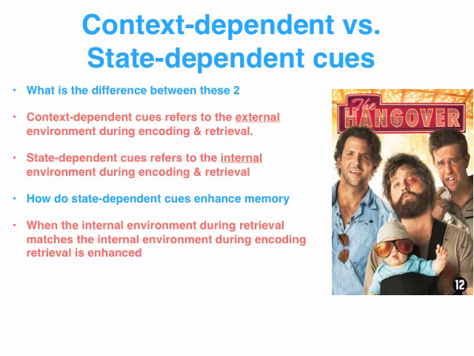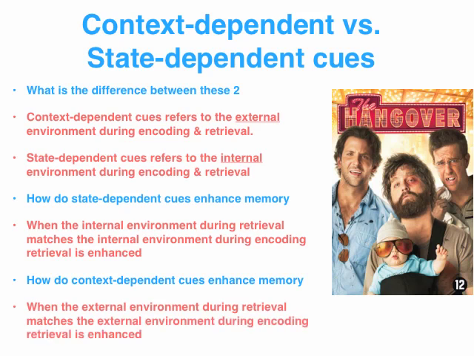So the internal environment, well, that could be your physiological state, so being drunk during encoding, you're going to get a higher recall when you're drunk during retrieval or a drug-induced state, or something psychological like your mood, anxiety, sad, etc. Likewise, context-dependent cues, when we get a match between the external environment you're in during the encoding process with the external environment you're in during the retrieval process, you're going to get a higher recall. So we're talking sights, sounds, smells, etc. So taking a witness back to the scene of the crime, that's going to enhance their memory because you're going to get a match with that external environment.